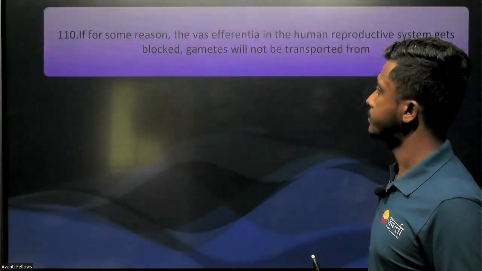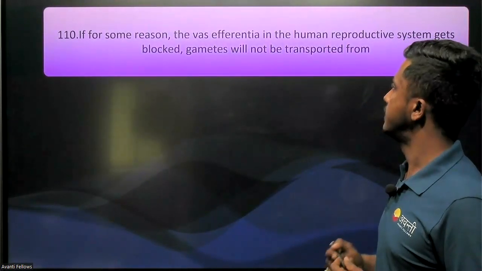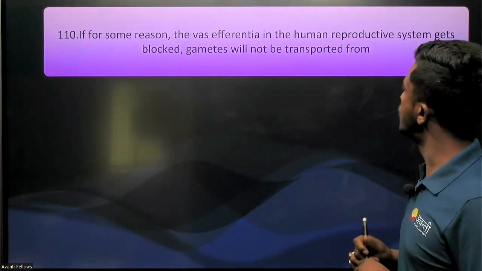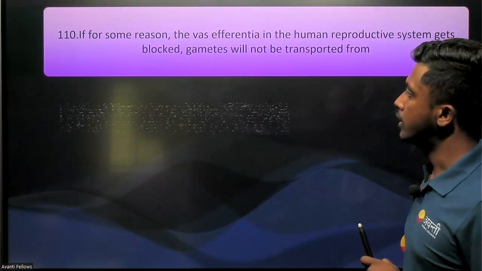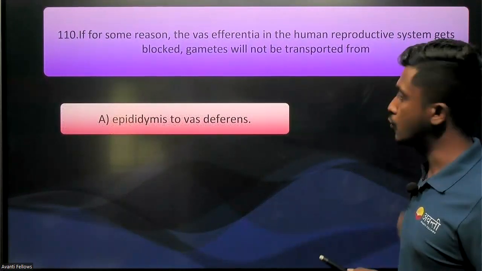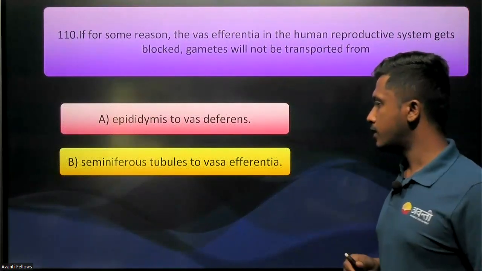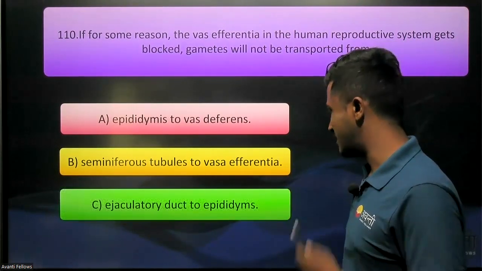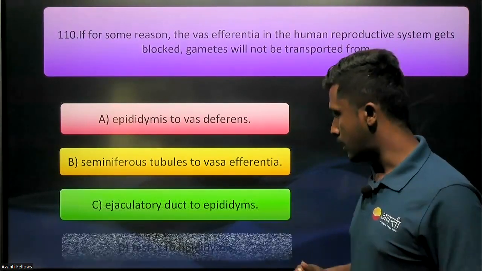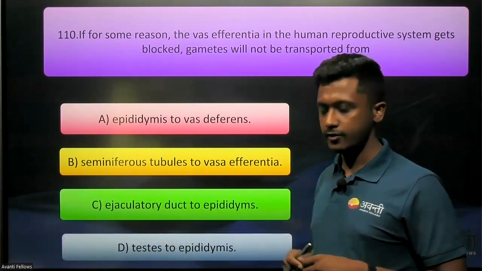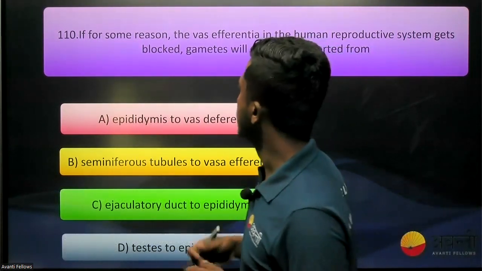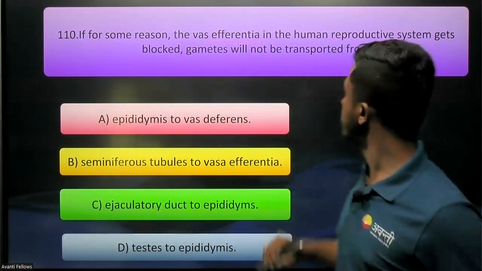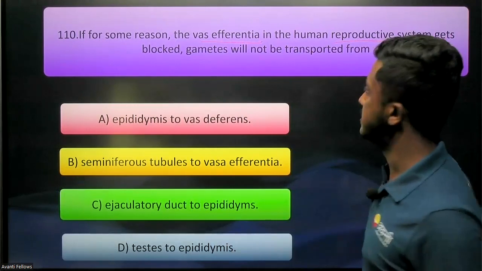Next question. If for some reason the vasa efferentia in the human reproductive system gets blocked, gametes will not be transported from. Our options are epididymis to vas deferens, seminiferous tubules to vasa efferentia, ejaculatory duct to epididymis, and testis to epididymis. So let us look at this question. What happens if for some reason vasa efferentia in the human reproductive system gets blocked?